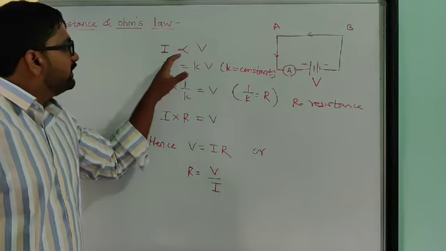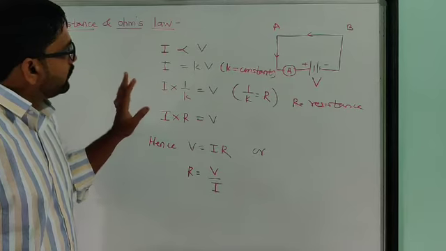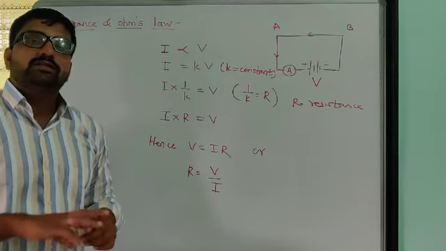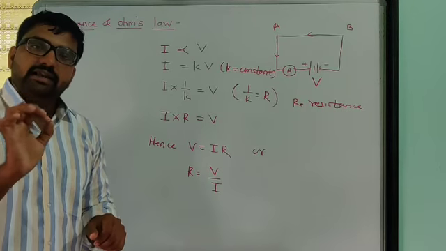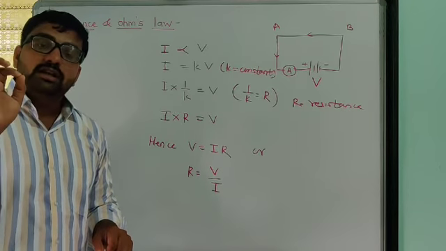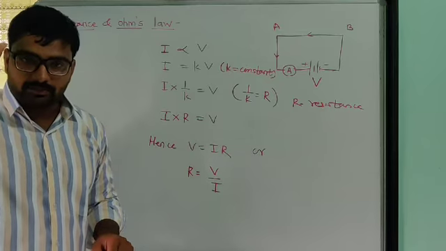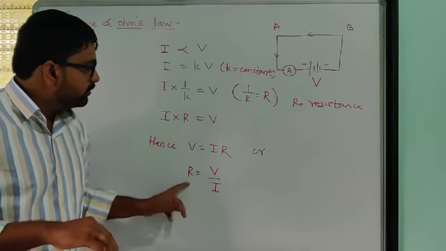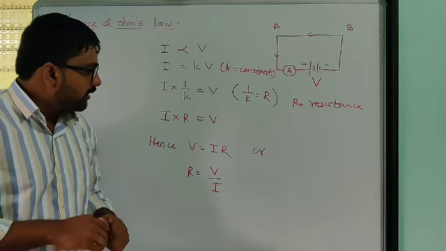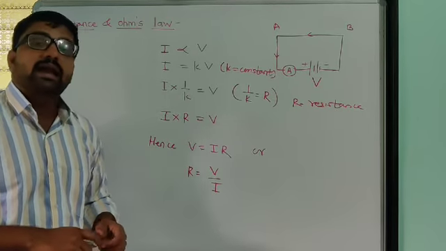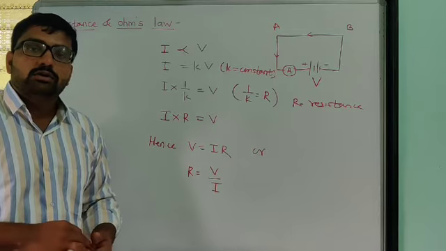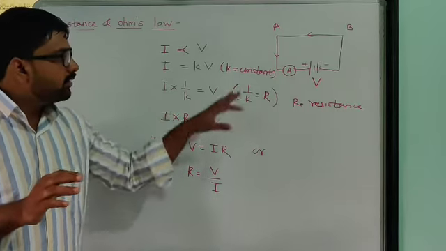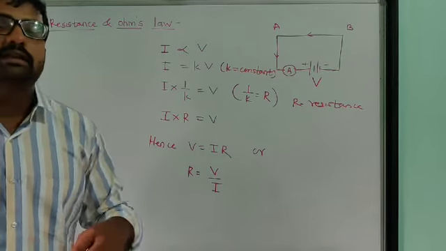So this is called directly proportional. I is directly proportional to V. The current passing through an electric circuit is directly proportional to the potential difference across it. That is the statement of Ohm's law: V is equal to IR, or R is equal to V by I. So you have understood this concept. Remember all that. Now we have to see the next topic.